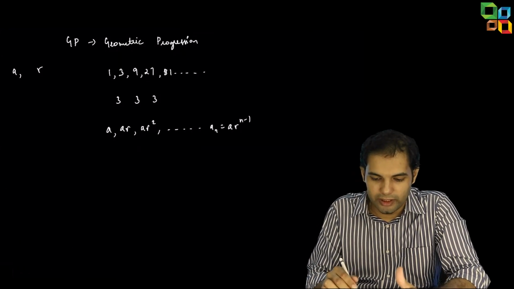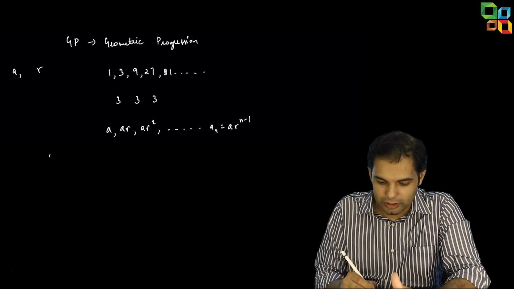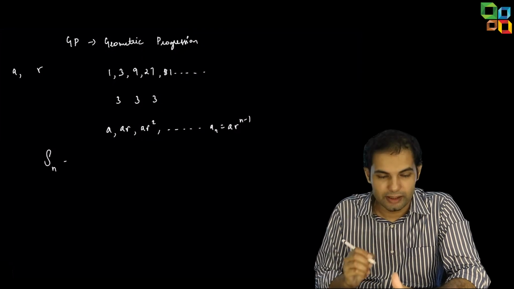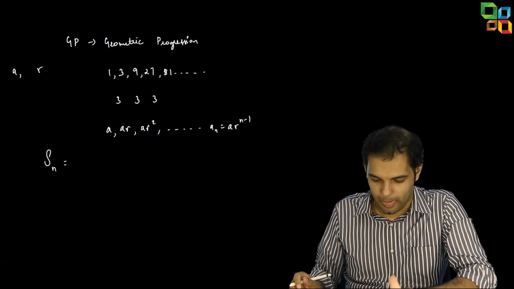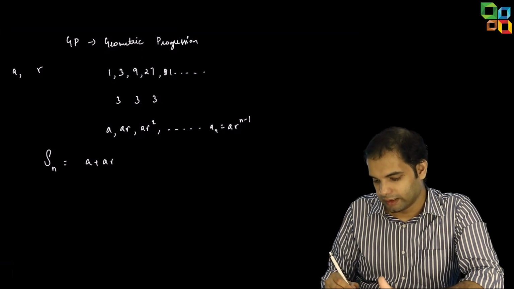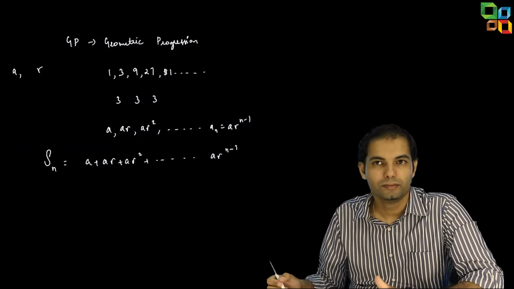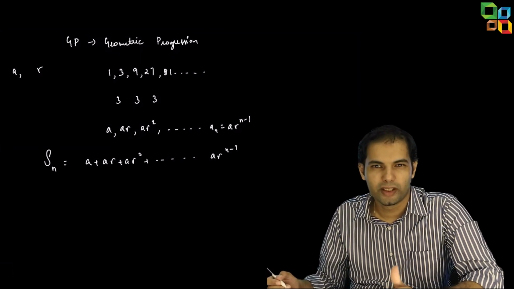But when you try to find the sum, that's when it gets complicated. So Sn, again, is the sum of n terms here, right? So we are trying to find the sum of all this: a + ar + ar square up to ar power n minus 1. Look at this approach. This is very useful actually.